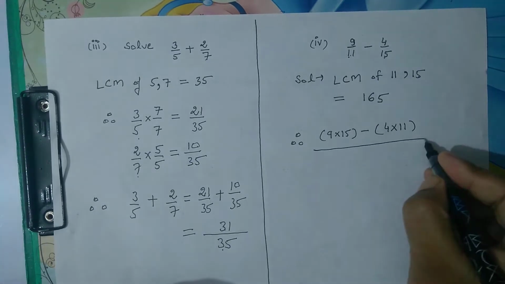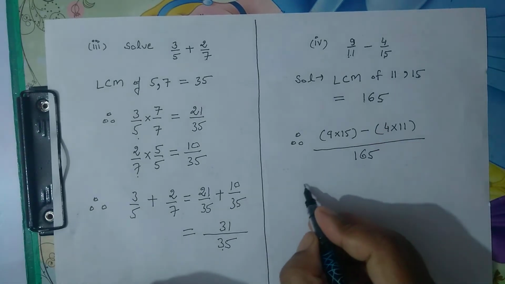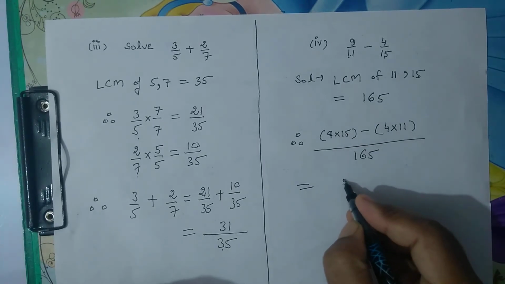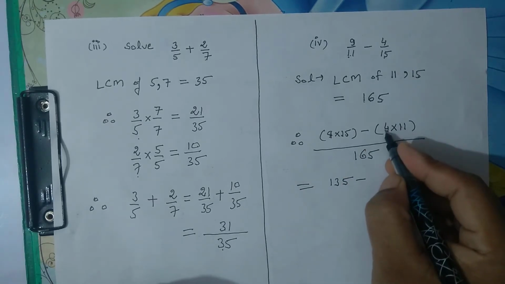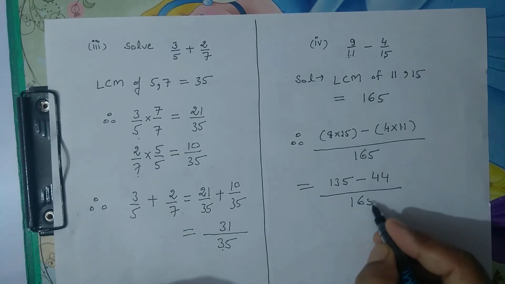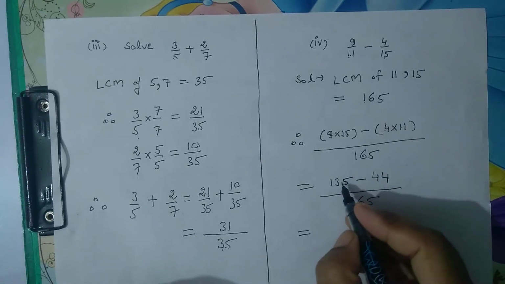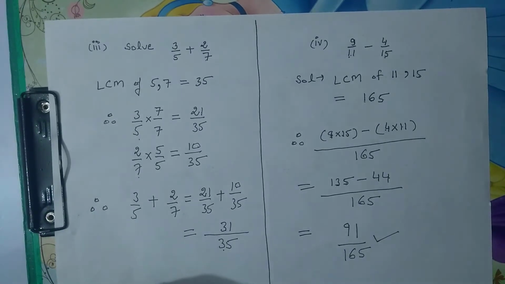And what is the denominator? 165. So the answer is 9 into 15, 9 into 5, 45, 9 plus 4, 13, minus 11 into 4, 44, upon 165. So what is the answer? 5 minus 4, 1. 13 minus 4, 9. So 91 upon 165 is the final answer.